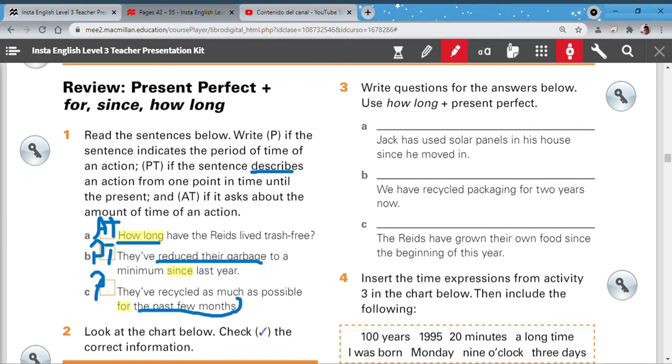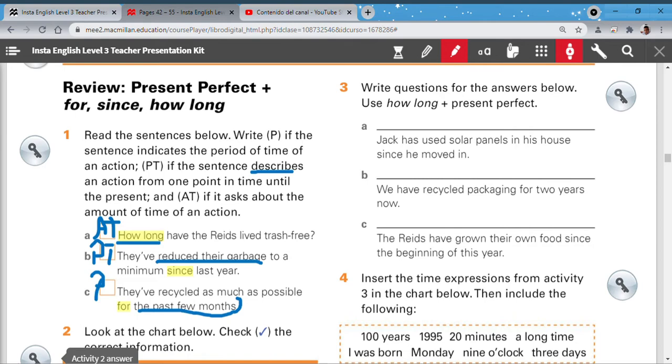So class, we're going to do it different. We're going to do the activity, but I'm not going to write. If you want to write on your books, that is good, but you need to listen carefully. So the idea is to use how long. Okay, how long is at the beginning.